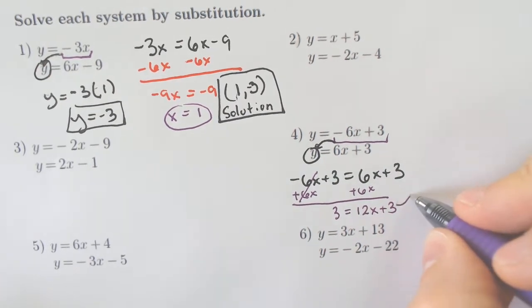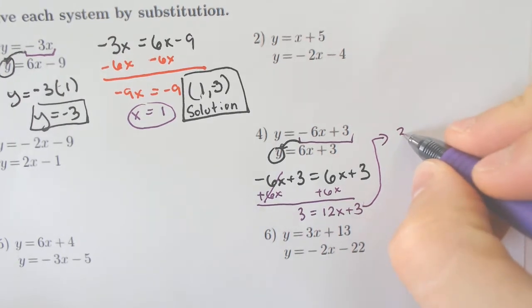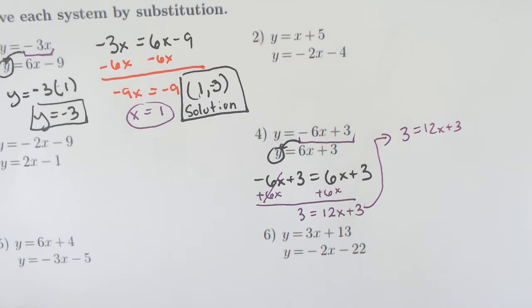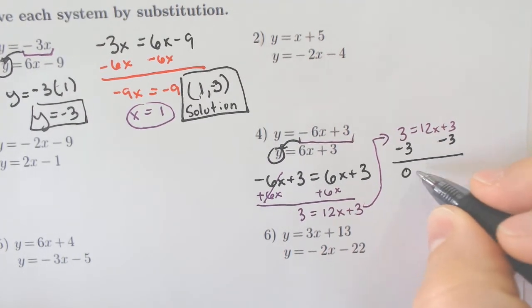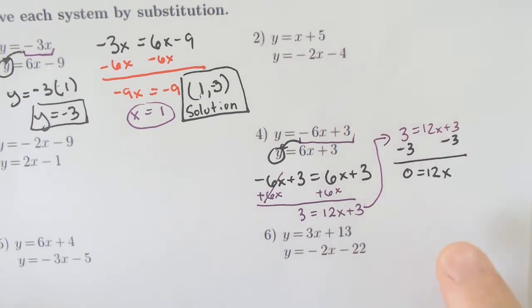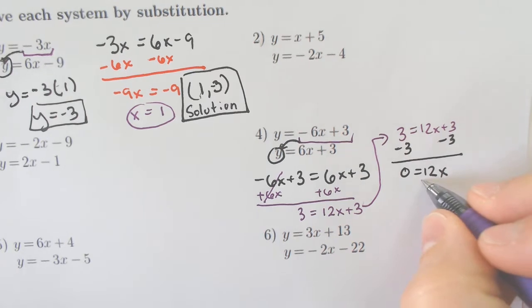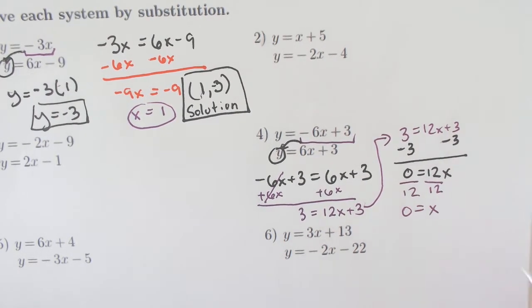And I'm out of room. You may barely have enough room for some of these. 3 equals 12x plus 3. We would need to subtract 3. And we do encounter an issue here, but not a crazy issue. If 0 is equal to 12x and you divide by 12, you end up with 0 is equal to x.